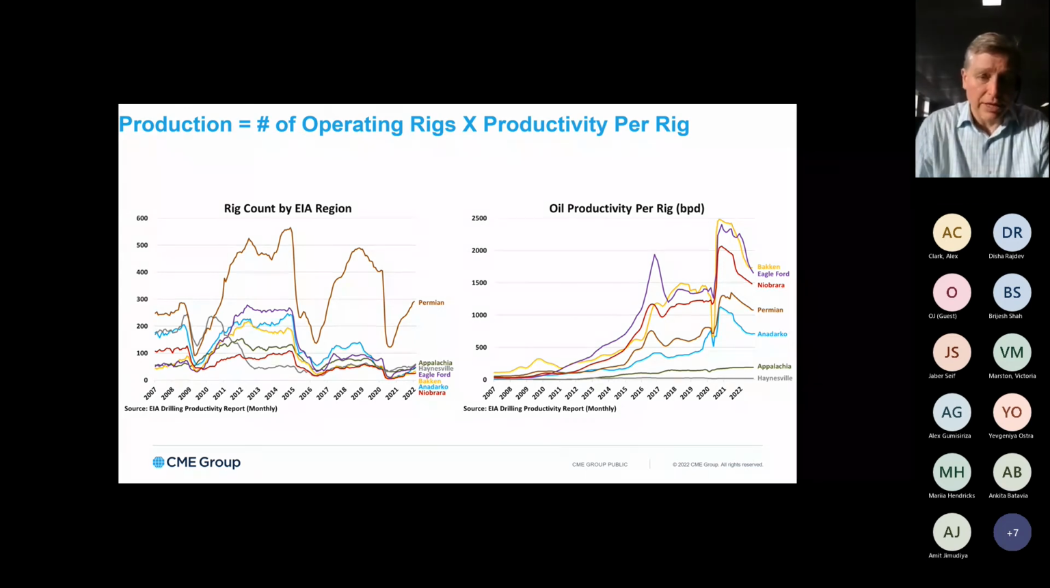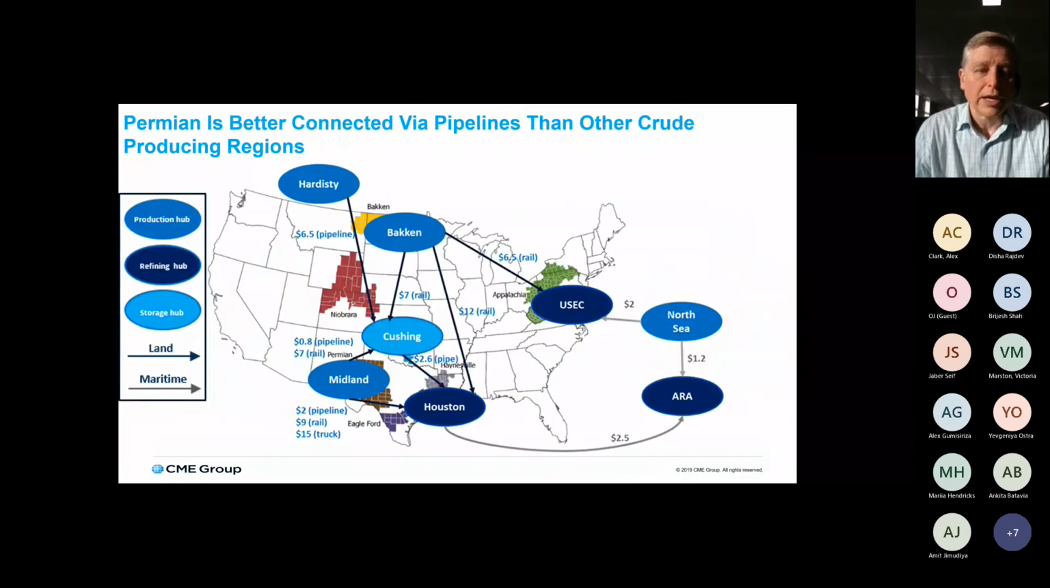So now the question: why the Permian, and what would it take to get investment into the other regions to start increasing production there? The thing is that Permian is just better connected to the rest of the world than most of these other regions are. And the reason is it has a pipeline, or actually several pipelines.